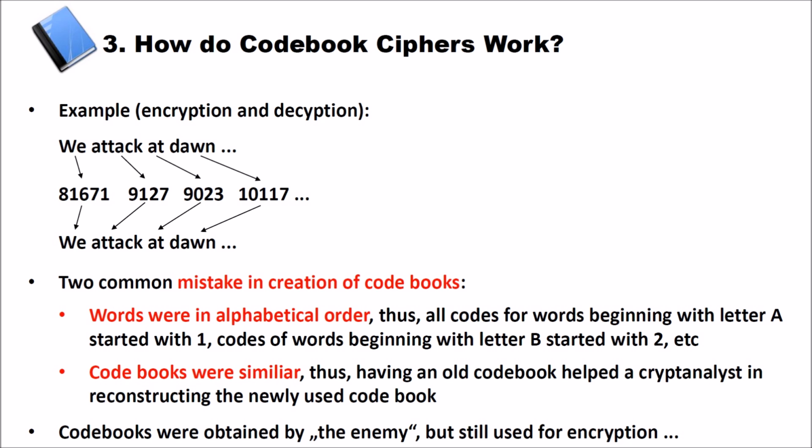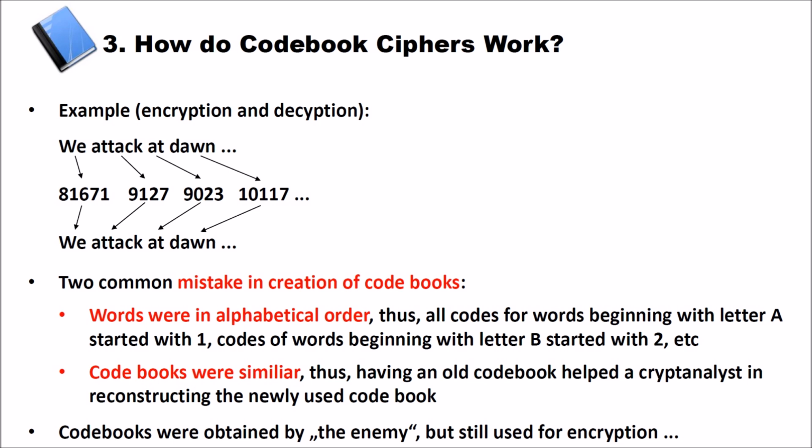First, words were in alphabetical order. Thus, all codes for words beginning with letter A started with 1, codes of words beginning with letter B started with 2, etc. With the words being in alphabetical order, that's not the bad thing. The bad thing is when you have the alphabetically ordered words and you assign the numbers in order. So you give the first word in the codebook the 1, the second the 2, and in the end the last number is for the last word in the codebook.